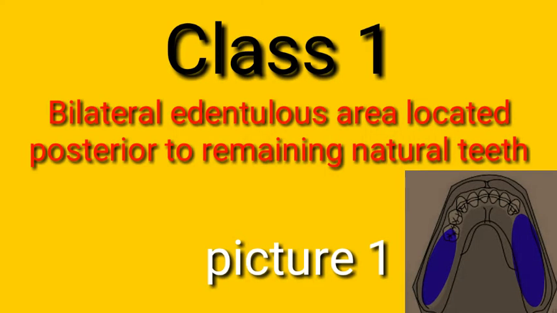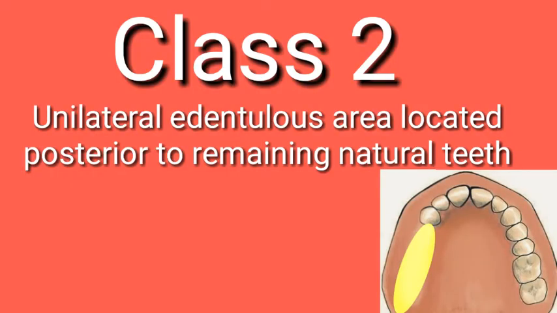Class 1. Bilateral edentulous area located posterior to remaining natural teeth. Viewers, in picture 1 you can see the bilateral edentulous area located posterior to remaining natural teeth. Class 2. Unilateral edentulous area located posterior to remaining natural teeth. Viewers, in this picture you can see the unilateral edentulous area located posterior to remaining natural teeth.